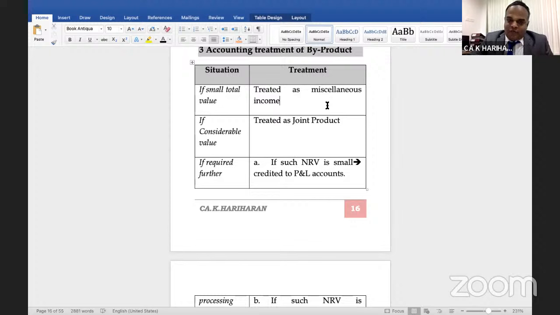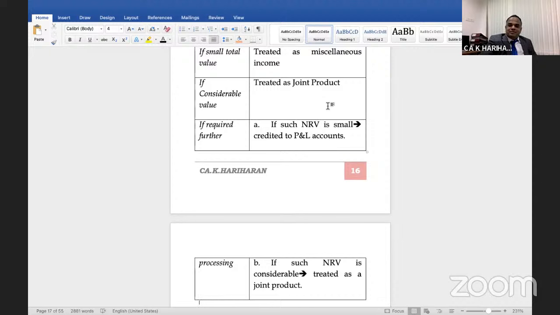Then what is the treatment of byproduct? With respect to accounting treatment of byproduct, if byproduct value is small, then we have to treat it as a miscellaneous income, small value, like scrap value. Okay. If the value is considerable, then it's no longer called byproduct, it is called joint product itself. If it requires further processing, after incurring the cost, if the net realizable value is small, then we have to treat it as a miscellaneous income. If it's a big net realizable value, then it forms part of the joint cost. Clear?